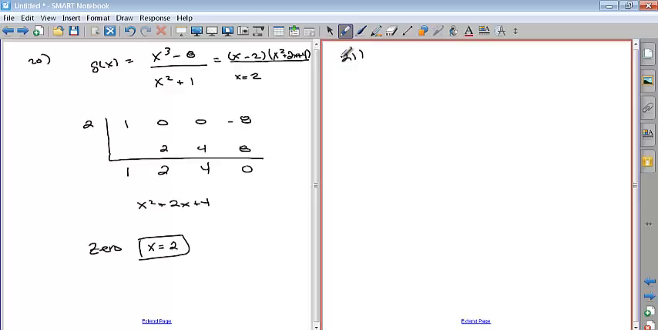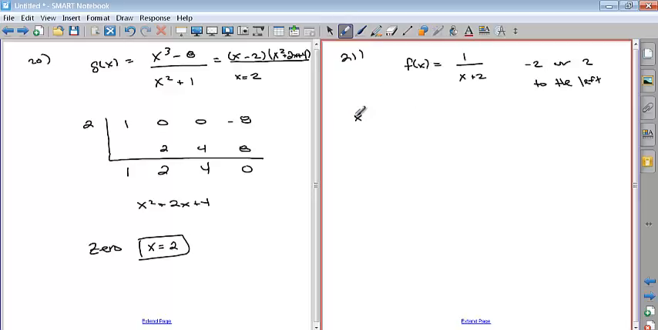So the first one's pretty easy. It's just a translation of the parent function in the x direction. So if you think of it from a translation standpoint, you would have x minus h, or whatever you want to call it, and so h is -2. So that would be 2 to the left. But let's answer all the questions they have.